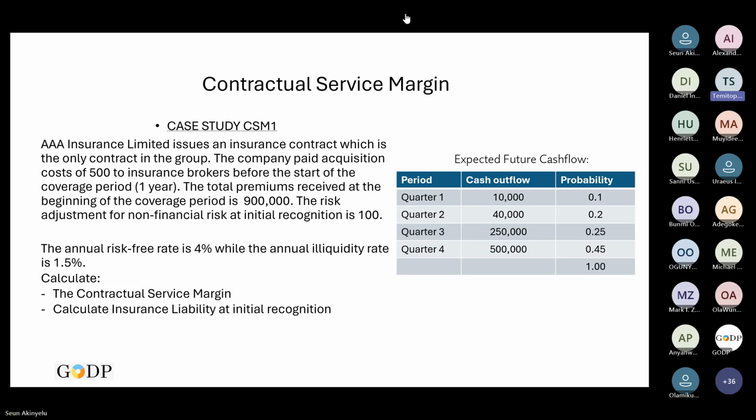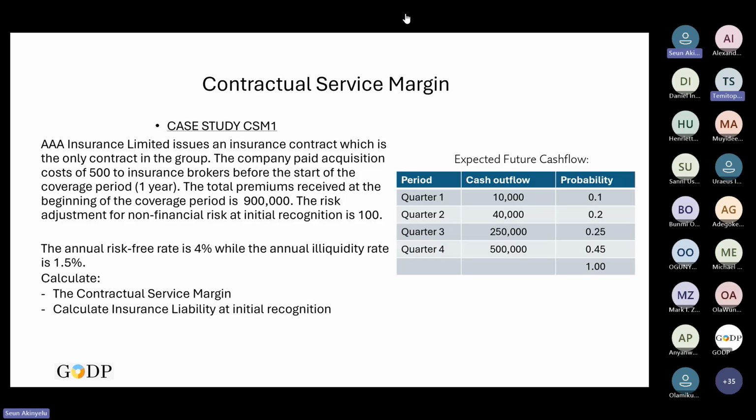For me, I've learned a lot. Starting from the aggregation level. Sorry about the background noise. On the initial recognition, I have to pick the earlier of three conditions: the beginning date of the coverage, the date when the first payment is due, and when the contract becomes onerous. Then you also mentioned the measurement models. We have three, and we have one which is majorly recognized, the general model, comparing it with the premium allocation approach.